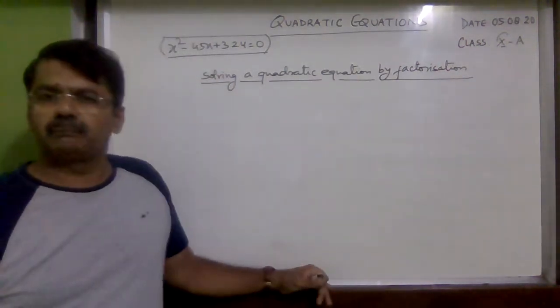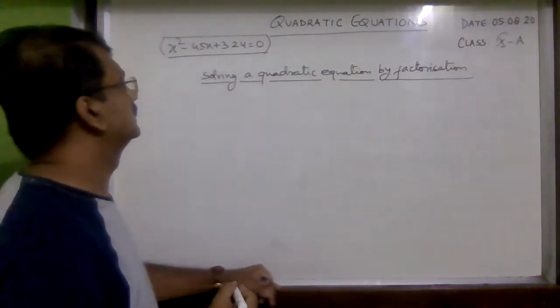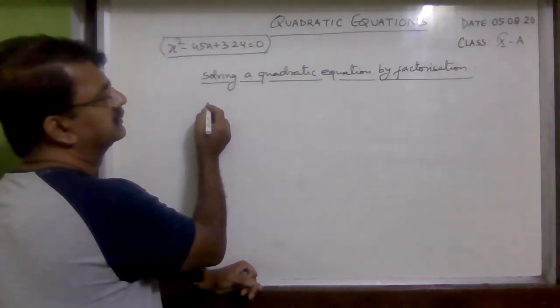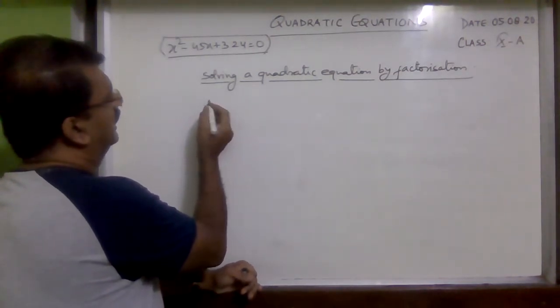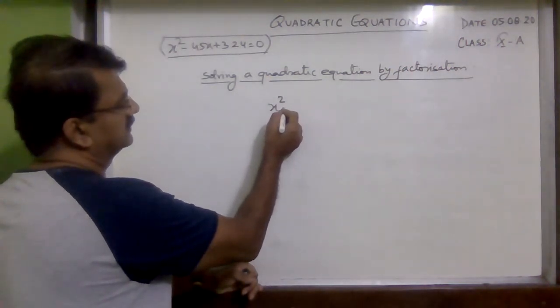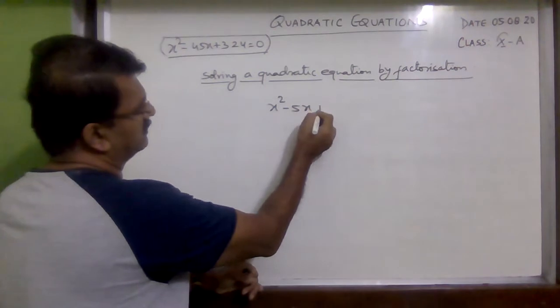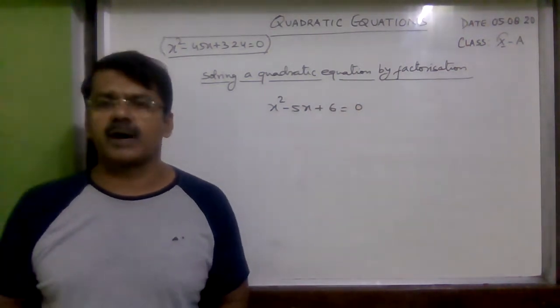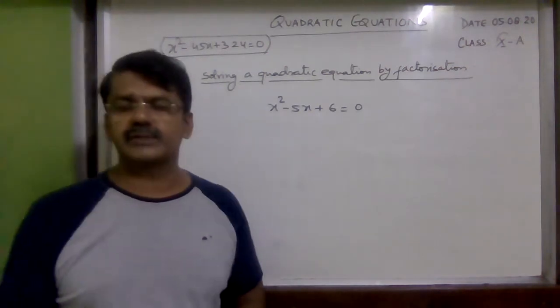Now suppose we have one equation of the form x square minus 5x plus 6 is equal to 0. So as the highest power of x is 2, it's a quadratic equation.